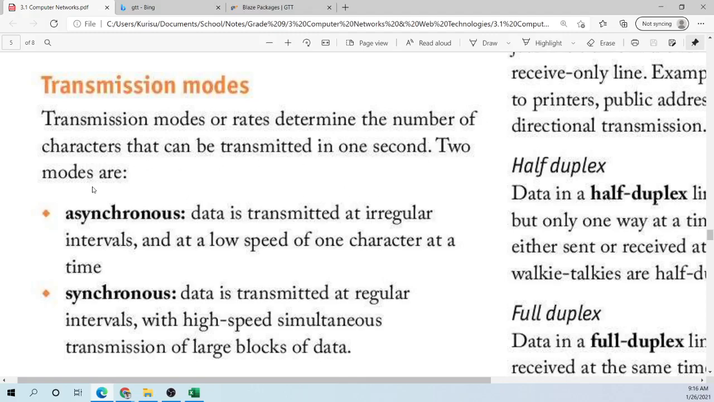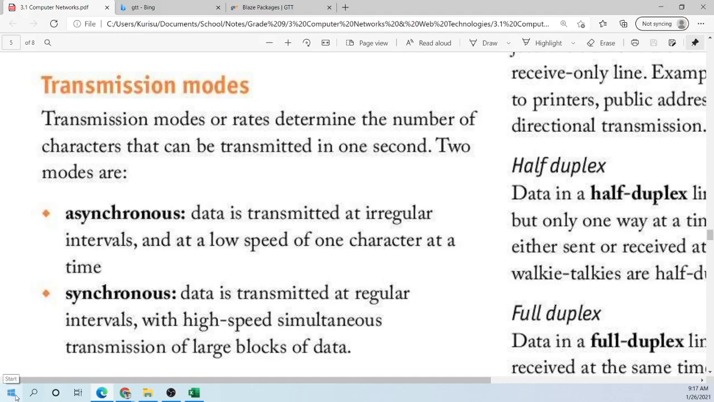Now there are two modes that can be used. Asynchronous, which is basically data being transmitted at irregular intervals. This speed is slower. It's sending one character at a time. So asynchronous, basically it's sending one piece of data, then another. It's like a trail. It's like a bus. Only one after each other can the data be sent.